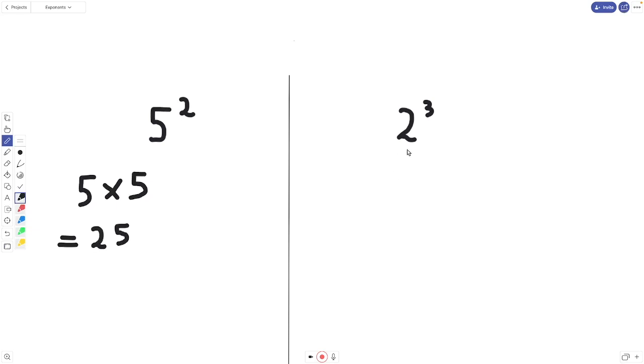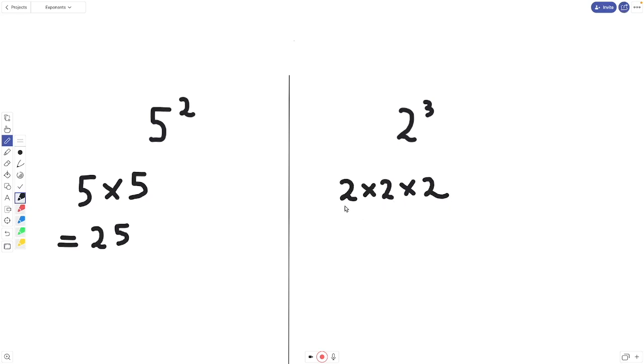Alright, let's go to the next one. The base here is 2, the exponent is 3. What does that mean? That means we're going to be multiplying 2 by itself 3 times. So we're going to do 2 times 2 times 2. We write 3 number 2's with a multiplication symbol each time, okay? But it does get a little tricky because it might be more than you think.